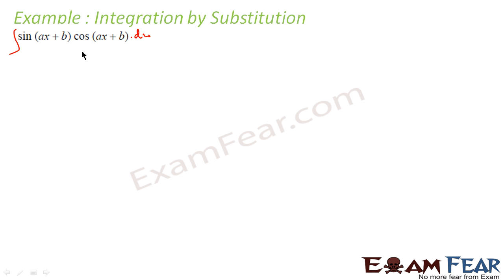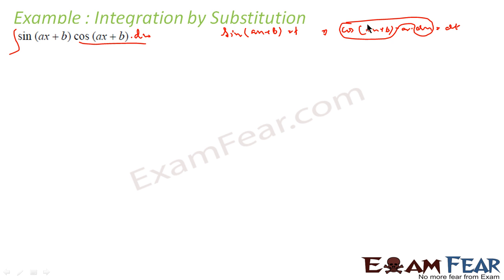In this case, as I told, I can take this as t or this as t. If I take any of these as t, then sin(ax+b) is equal to t, and I get cos(ax+b) times a dx is equal to dt. Correct? So cos(ax+b) dx is nothing but dt by a.